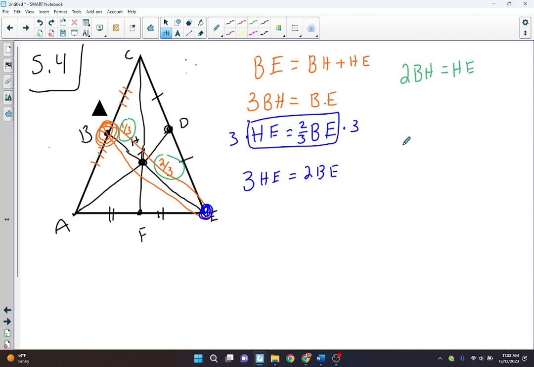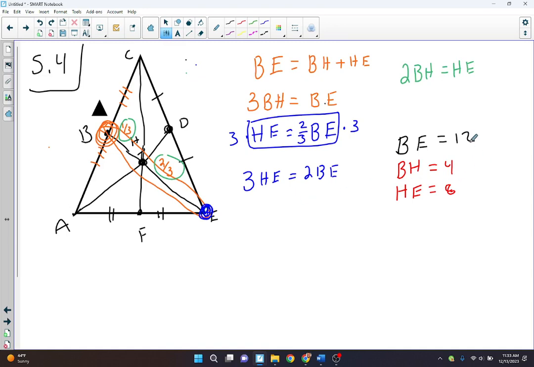With that in mind, let's say BE equals 12. I can find BH by doing 1/3 of 12, so BH would be 4. Then I can either do 2/3 of 12 or just double 4. So I can find HE by doubling it. HE is 8.